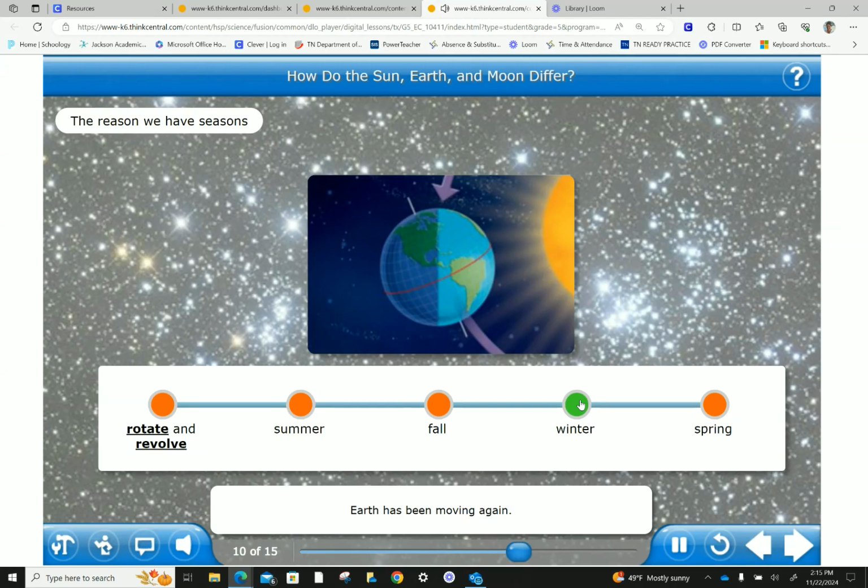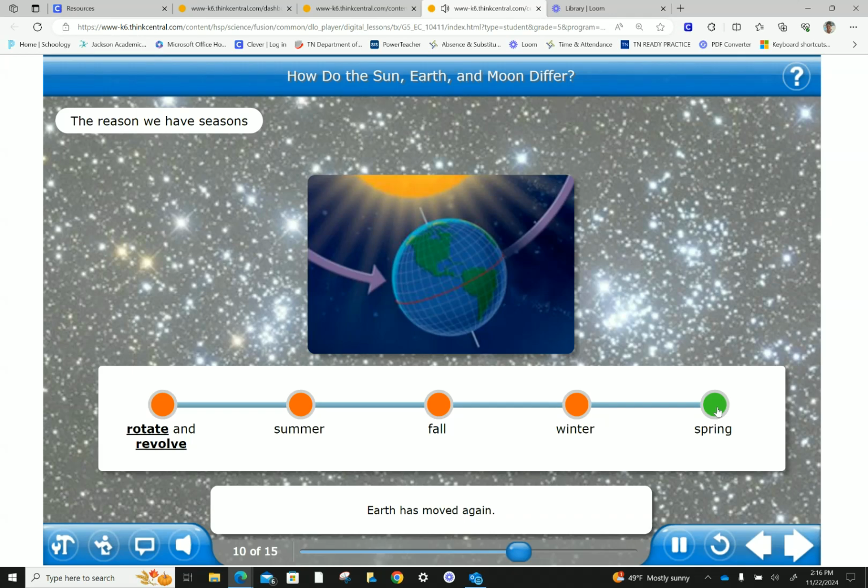Earth has been moving again. Find the United States. What do you notice? The country is facing even farther away from the sun. The sun's rays are even less direct. This means that even less light and heat energy reach us. What season do you think the country is experiencing now? That's right. It's winter.